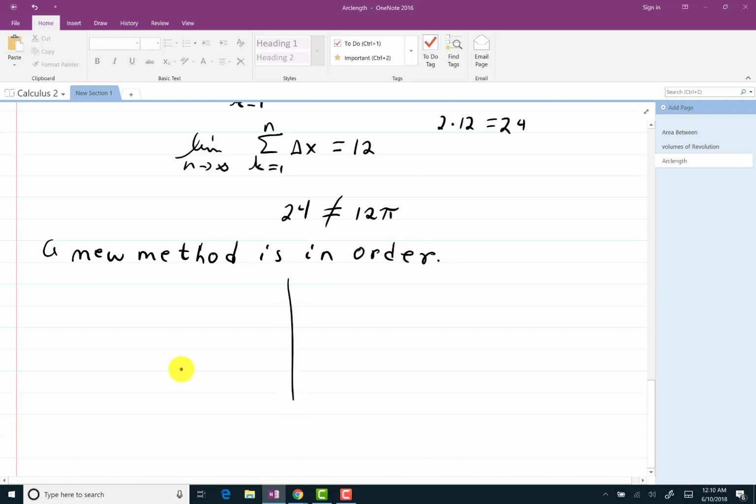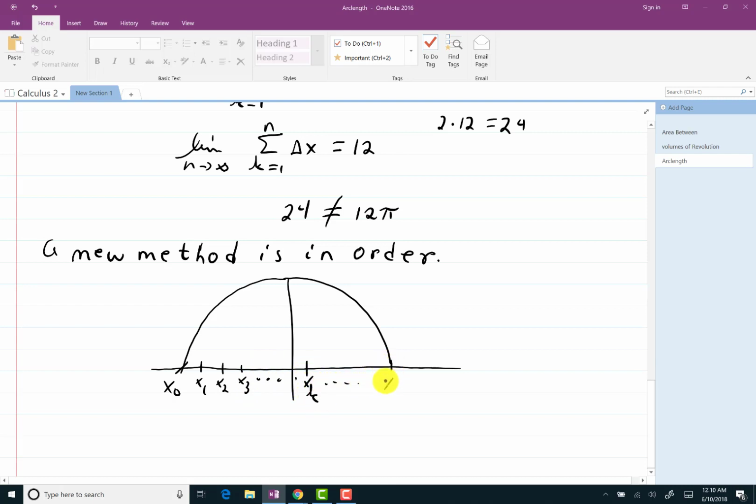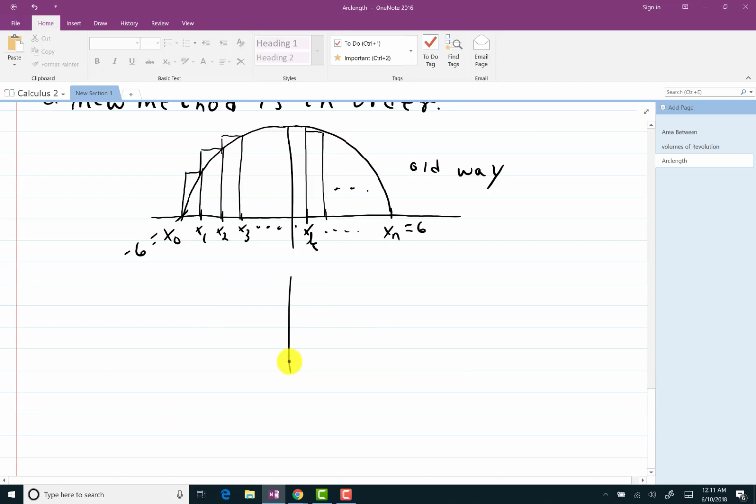This time, let me redraw this circle, or the top half of it at least, and let's make our points. This is always what you do: you partition the interval first. And you know how this goes. At some point I'm going to get to x sub k, dot dot dot, and the very last one is x sub n. So x sub 0 in this particular case is -6, and x sub n equals 6.